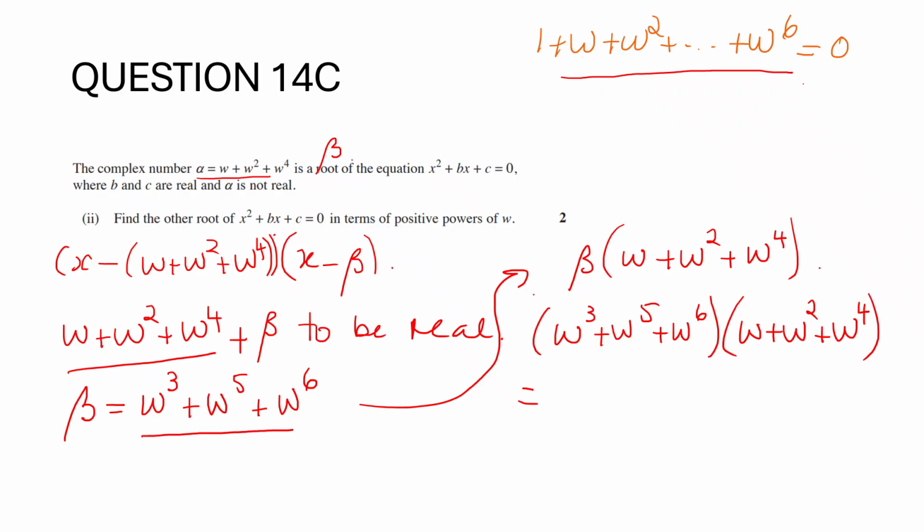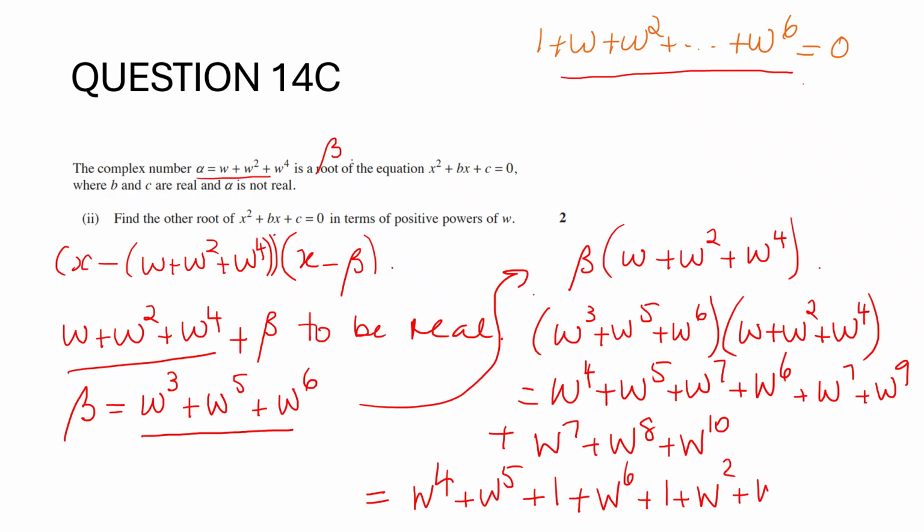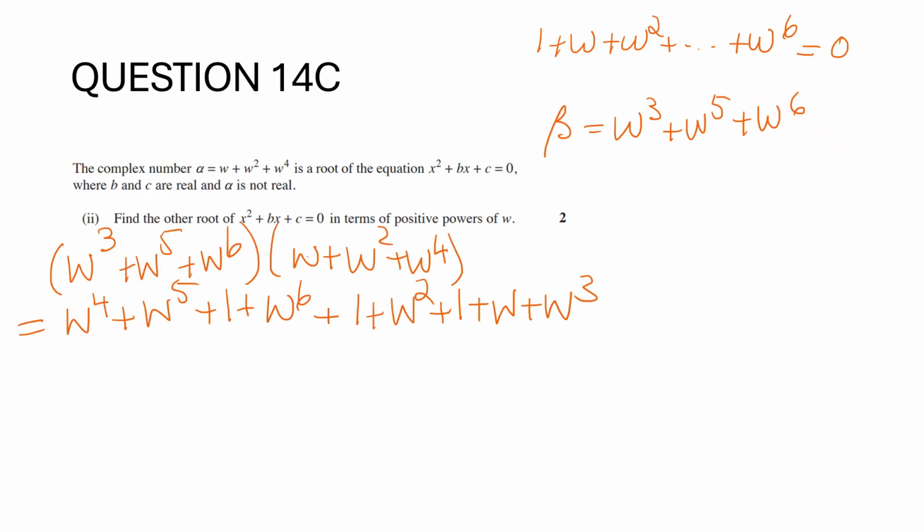Which is equal to w to the power of 4 plus w to the power of 5 plus w to the power of 7 plus w to the power of 6, w to the 7, w to the 9, w to the 8, w to the 10, which of course is equal to w to the power of 4 plus w to the power of 5 plus 1 because w to the power of 7 is equal to 1, plus w to the power of 6 plus 1 plus w squared plus w cubed, which equals, now we know this, so 1 plus w squared plus w cubed plus w to the power of 4, w to the power of 5, and w to the power of 6 is 0 plus 1 plus 1 is equal to 2, which is real.